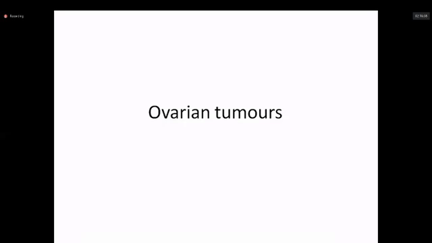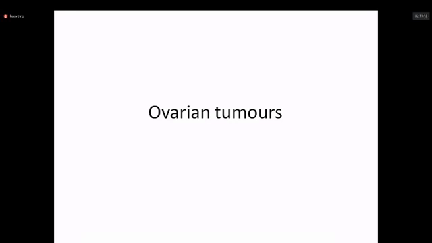Right. So today we're going to discuss ovarian tumors. Ovarian tumors are tumors which arise in the ovaries. You have two ovaries, left and right. So you should have a little knowledge about the embryology of the ovary, the development of the ovary, plus the function of the ovary. The ovary functions by secreting hormones.